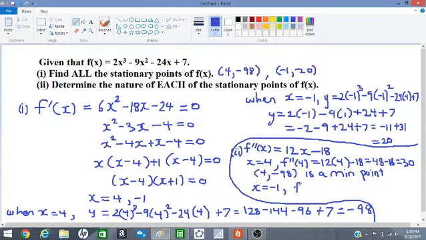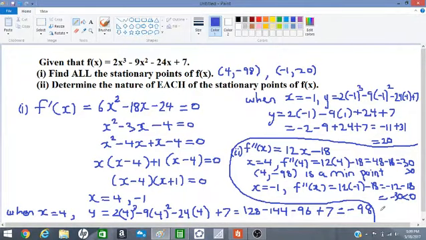And let's look at when x is equal to negative 1, what happens? f double prime x is equal to 12 times negative 1 minus 18, which is minus 12 minus 18, which is minus 30. Which happens to be less than 0. So before 30 was more than 0. And that's why the point (4, minus 98) was our minimum point.